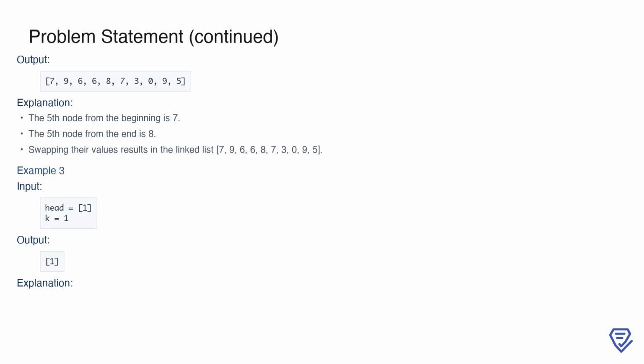For a simpler example, consider a linked list with just one node, 1, and k equals 1. Here, the first node from the beginning is the same as the first node from the end, meaning there's no actual swap to perform. The linked list remains unchanged as 1.